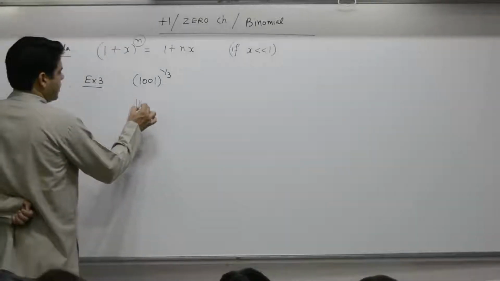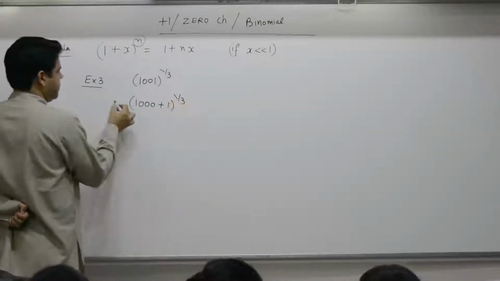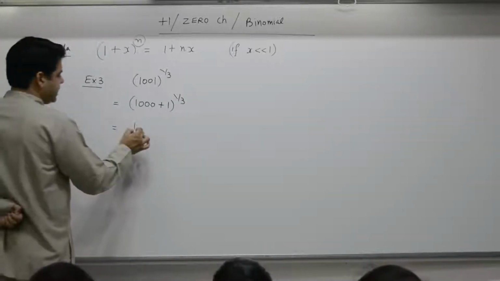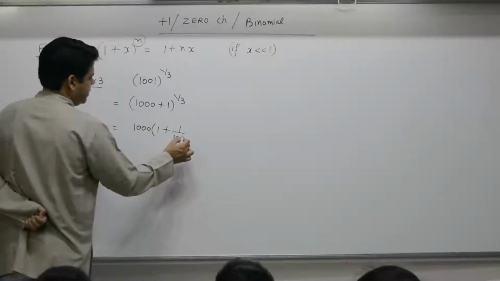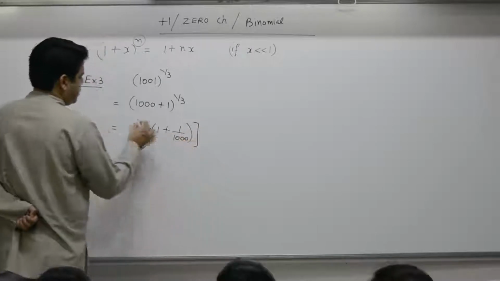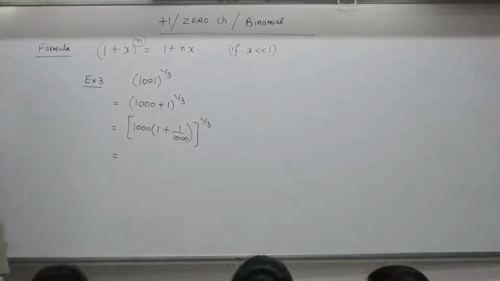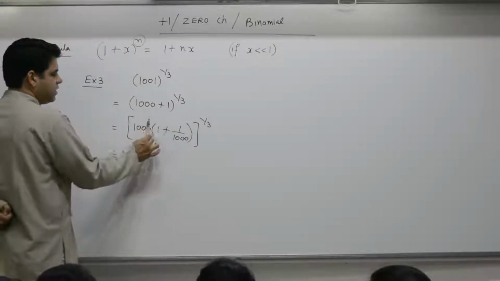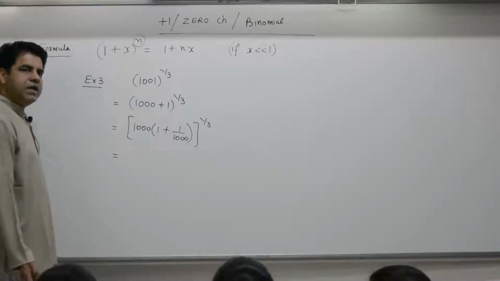Help. Can I write like this? 1000 plus 1 power 1 by 3. Acceptable? Can I write it like this? 1000 into 1 plus 1 by 1000, power 1 by 3. This is also acceptable to you? Same or not? 1000 into 1, this is 1000. 1000 into 1 by 1000, this is 1. Same? Why? Practice.